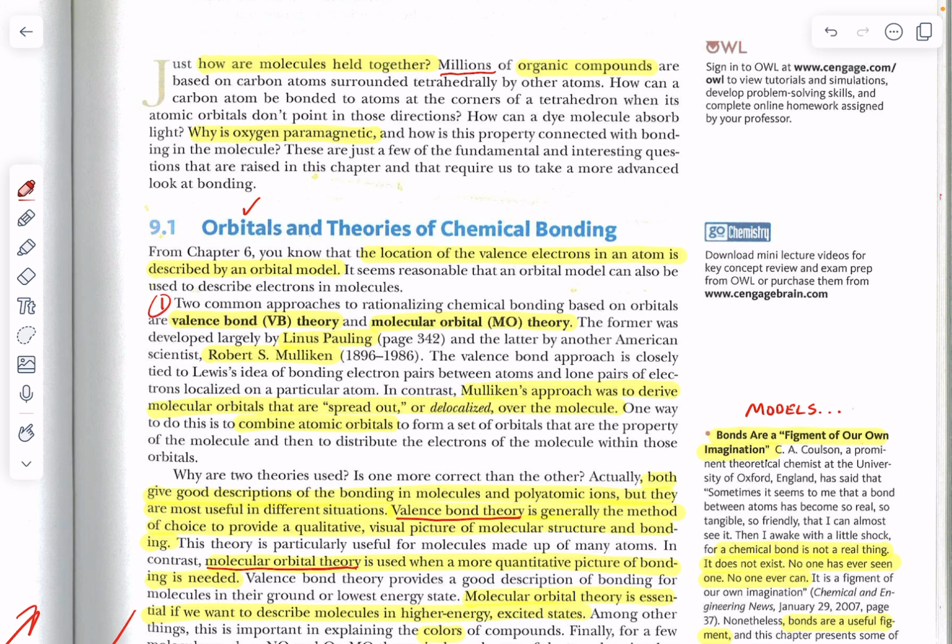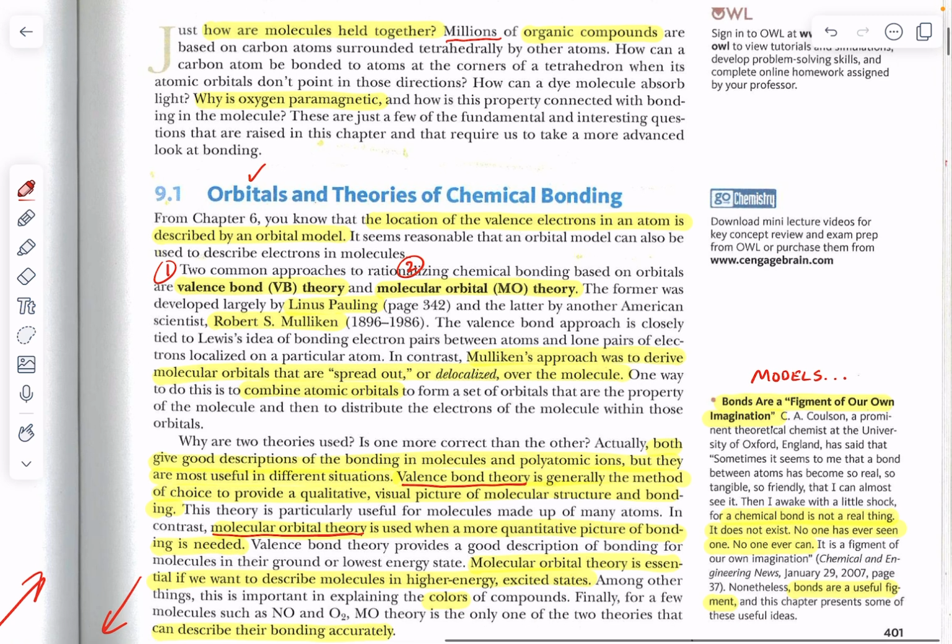We'll be talking a lot about orbitals, and this is the second one, the molecular orbital theory. You already know that the first theory, again, Linus Pauling, we've talked about him in the previous chapter a little bit, and then the latter theory is by an American named Robert S. Mulliken.